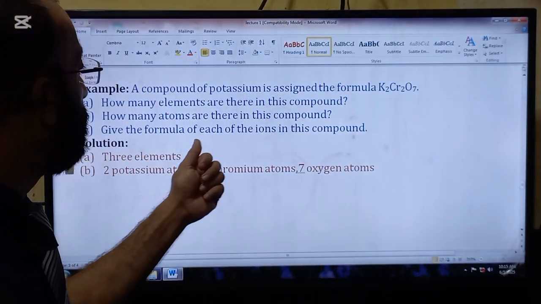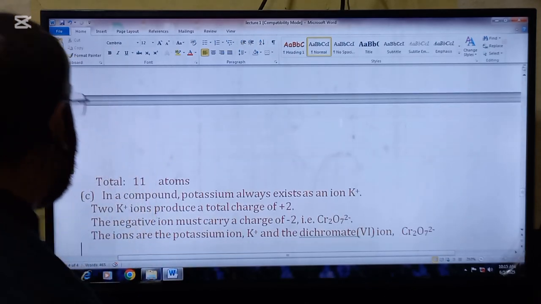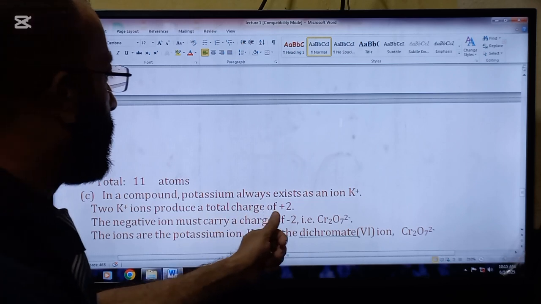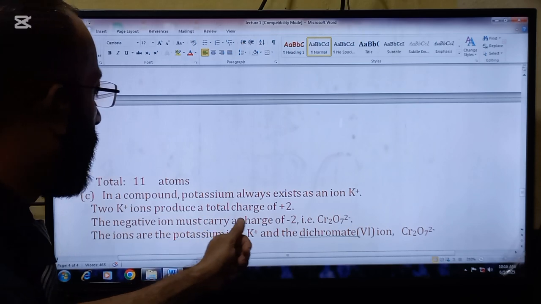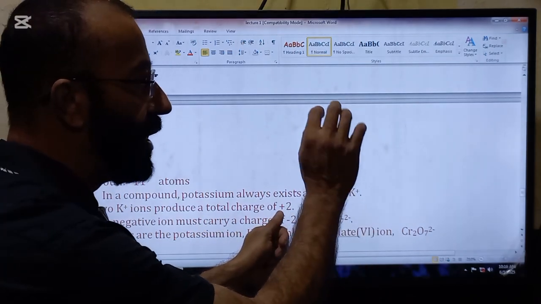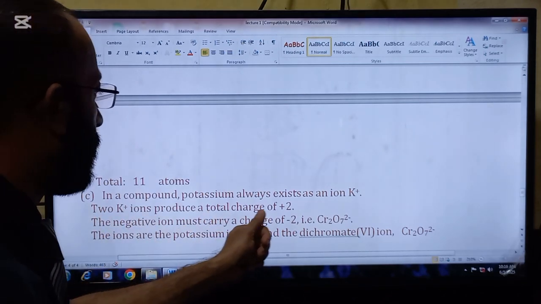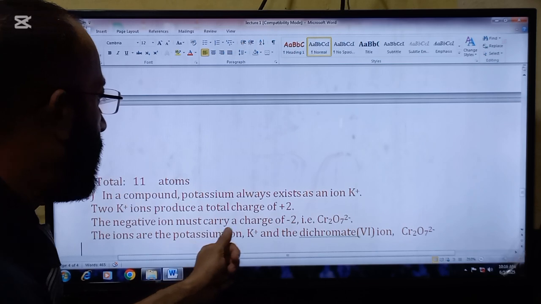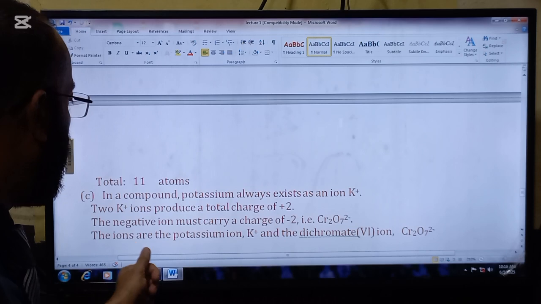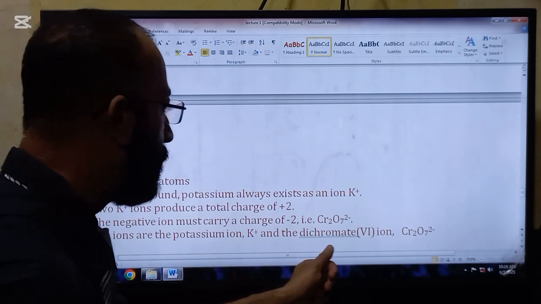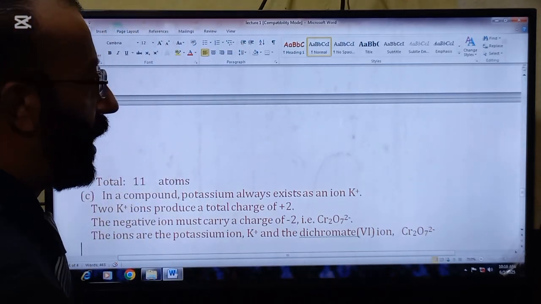The requirement is, give the formula of each of the ions. So we are going to write the formulas of the ions now. In a compound, potassium always exists as an ion K+. 2 K+ ions produce a total charge of 2+, because the formula has K2. The negative ion must carry a charge of 2-. That is Cr2O7 2-. So the ions are the potassium ion K+ and the dichromate ion, Cr2O7 2-. These are the formulas of the ions.